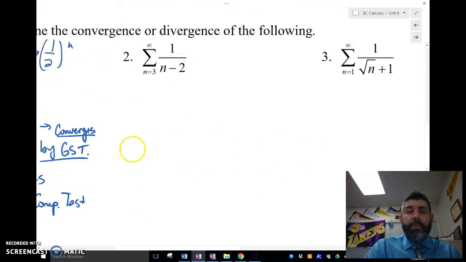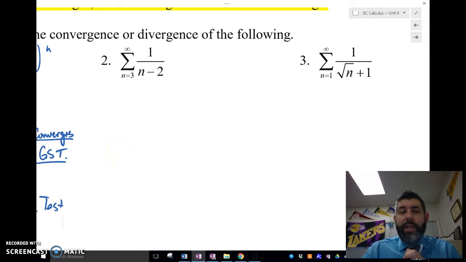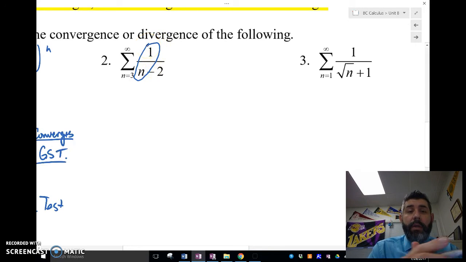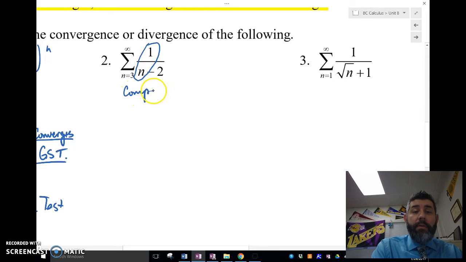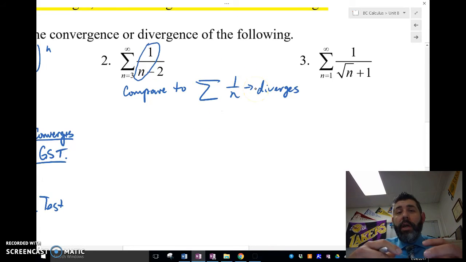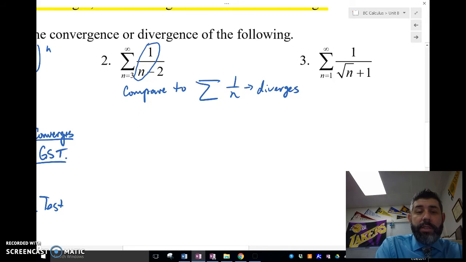Okay, let's take a look at example 2. So what does this kind of look like? Well, it looks like we're going to use that harmonic series we talked about before, 1 over n. So let's compare to 1 over n. Now 1 over n diverges. So if 1 over n diverges, we want this 1 over n to be the smaller series, and we want our series to be the larger series, because if the smaller series diverges, then the larger series must also diverge.